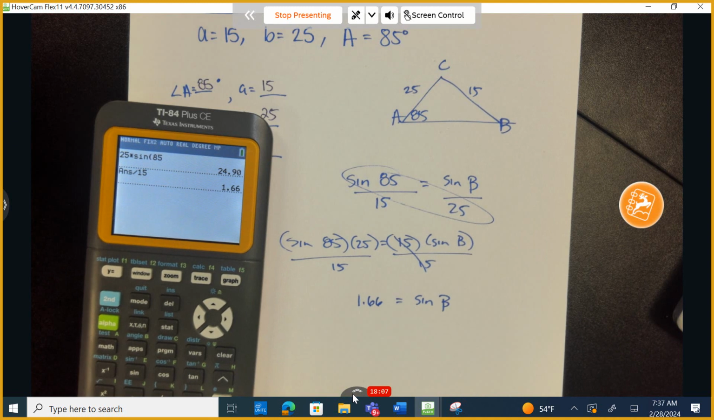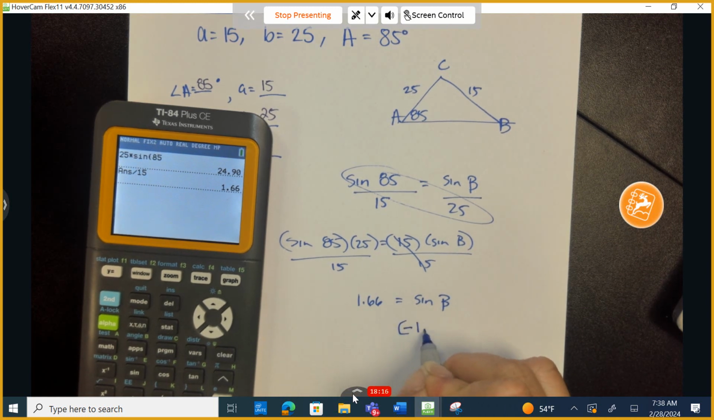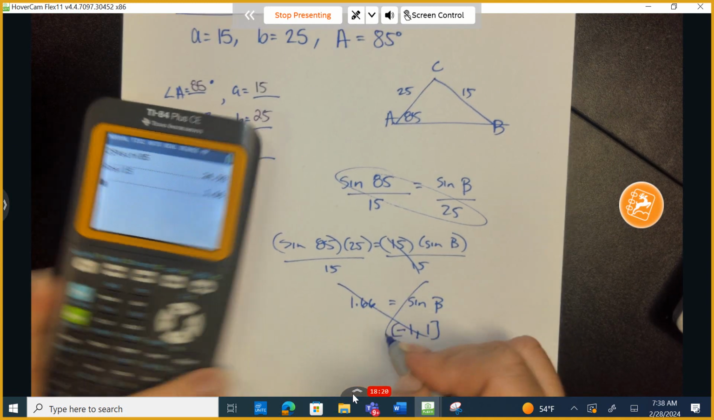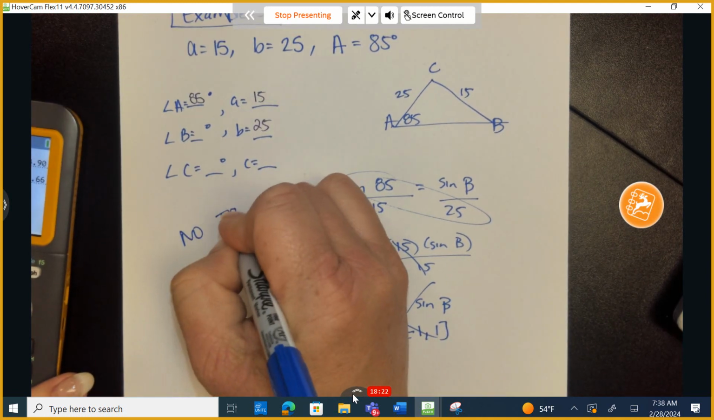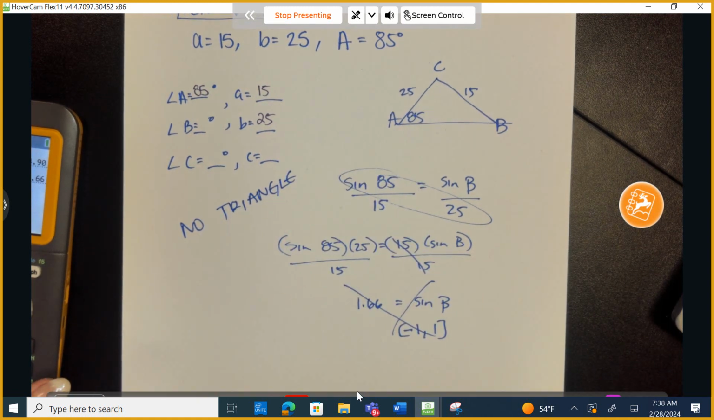Why can I stop? Can somebody tell me why I can stop? Because the range of sines has to be between -1 to +1. Does everybody see how this is outside of that? It means it's not possible. This is a no triangle. Going on to our last.